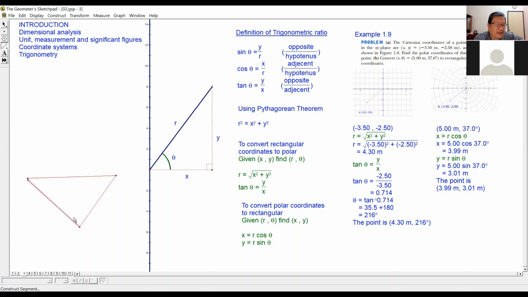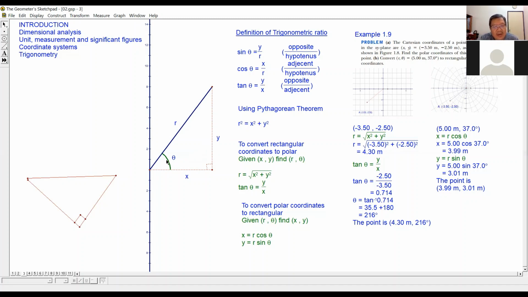The right angle is here, right? The right angle is here. We have to know which one is the angle. Which one is the angle? Let's say if this is the angle here, then this is the opposite and this is the adjacent.